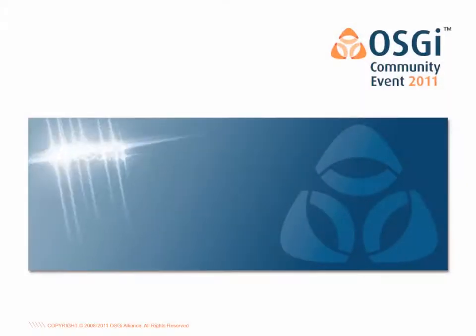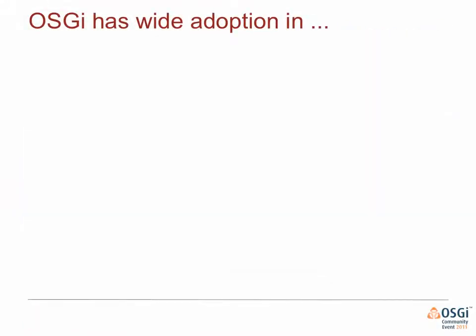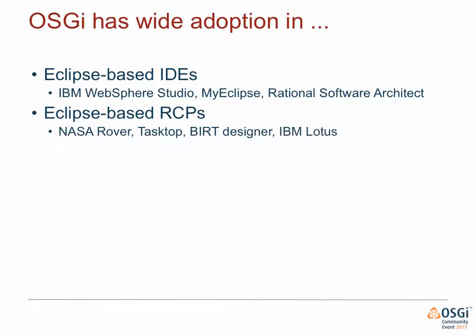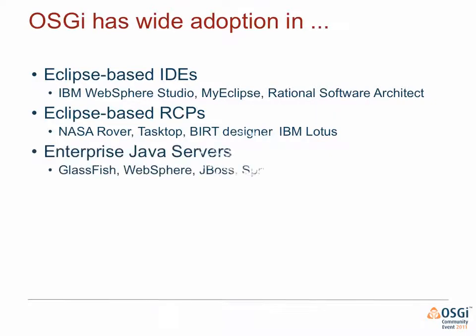And so that takes us up to the present. OSGi has got a wide adoption in a whole bunch of Eclipse-based IDEs, whether that's IBM WebSphere Studio, MyEclipse, Rational Software Architect, or Eclipse-based rich client platforms such as the NASA rover tracking tool, the Mylyn TaskTop, BIRT Report Designer, or indeed IBM Lotus. But it's not just a client-side technology.